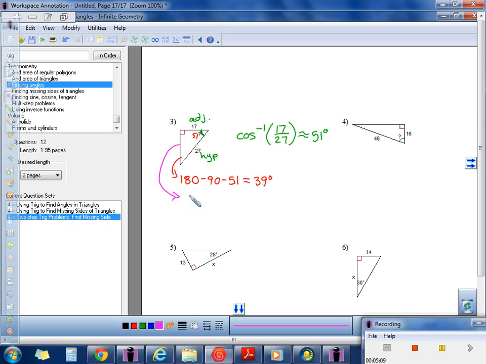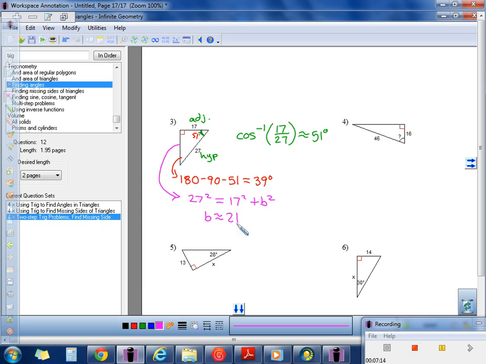Pythagorean theorem, c squared equals a squared plus b squared. So what's my c-squared term? 27, the longest. It's across from the right angle. Equals a squared plus b squared. So we'll say 17 squared plus b squared. All right, we solve for b by subtracting these values from each other and square rooting that answer, and we get b is approximately 21.